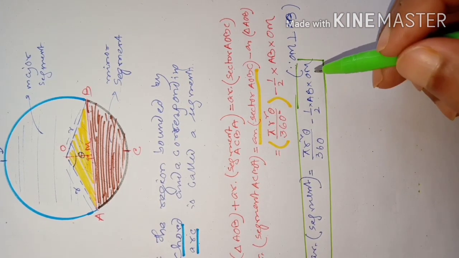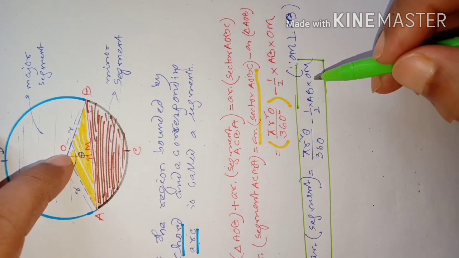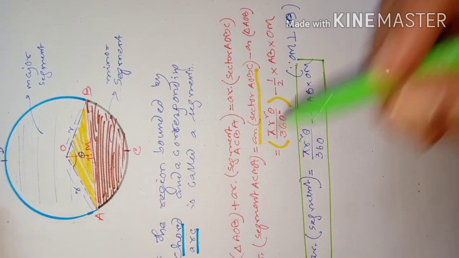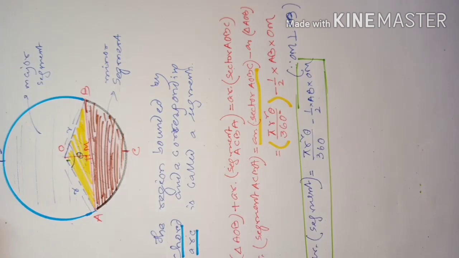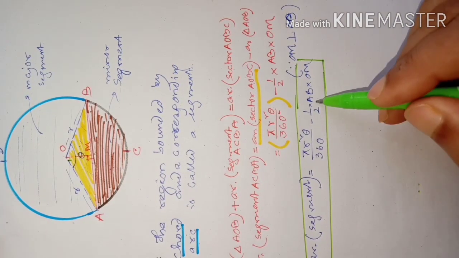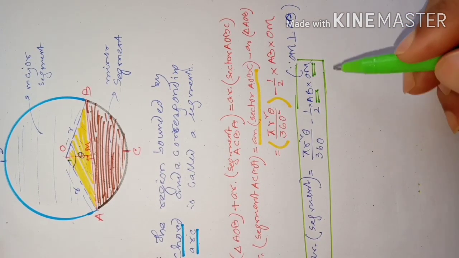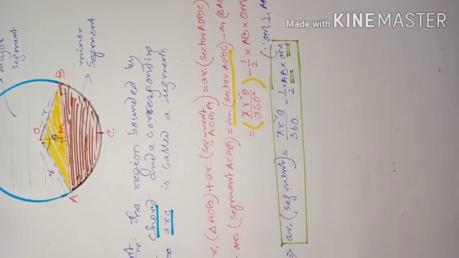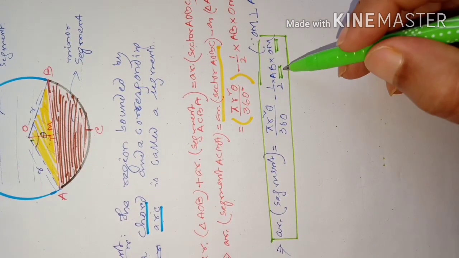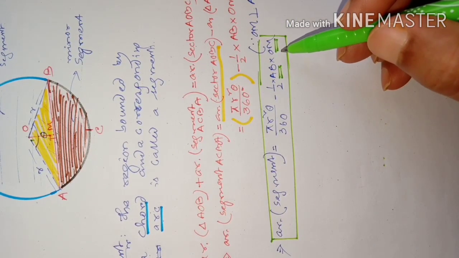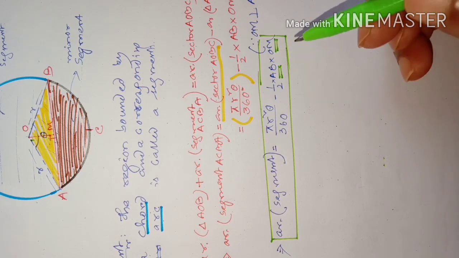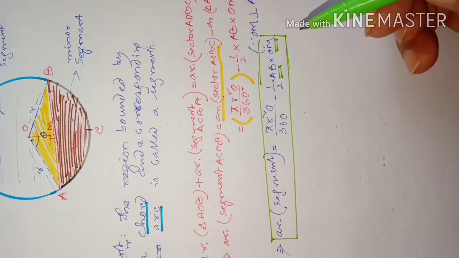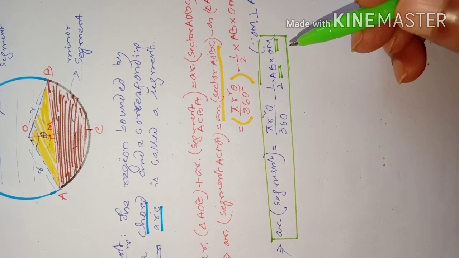How will you know the length of the chord and distance of the chord from the center? OM is the distance of the chord from the center. So these two values will be required. I am giving you a method to find these two values, value of AB and OM. Since you have learned trigonometry, you will understand it very easily. Just you see, dear students, that part I am giving you here.